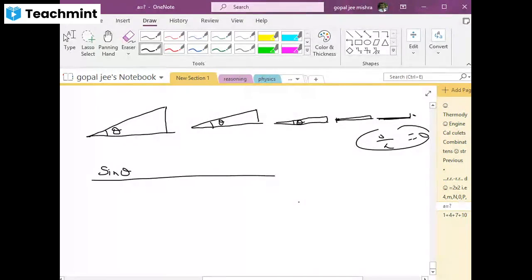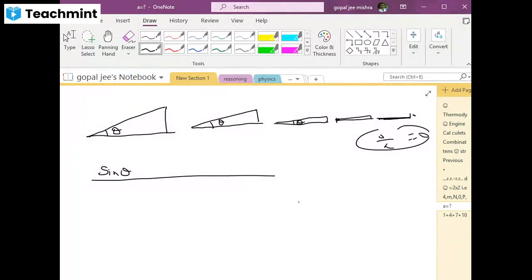Yes. Like that, if I ask you what is cos 0? Cos is the ratio of base upon hypotenuse. Now what happened? As theta approached 0, what happened?